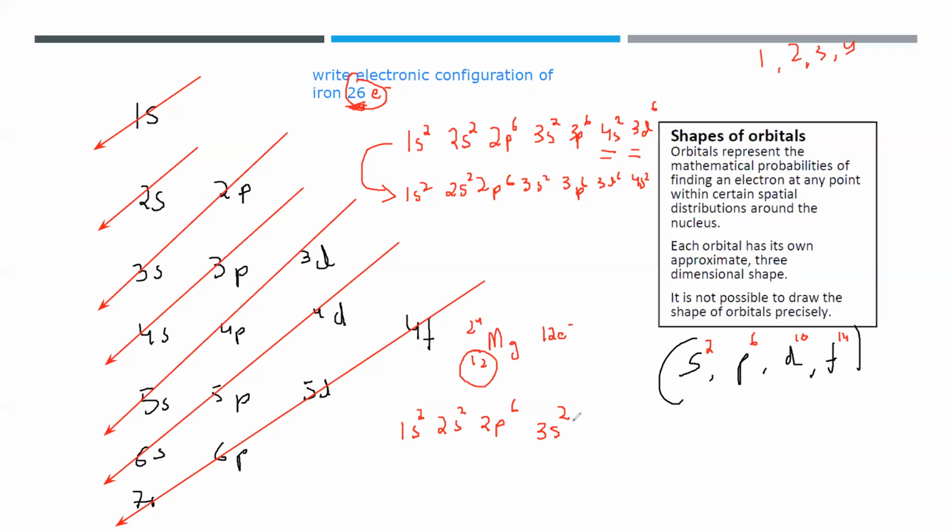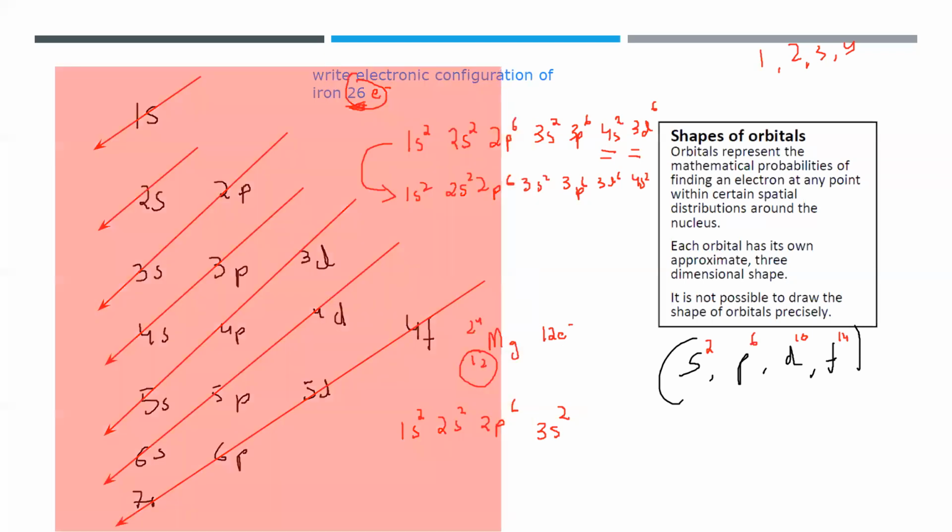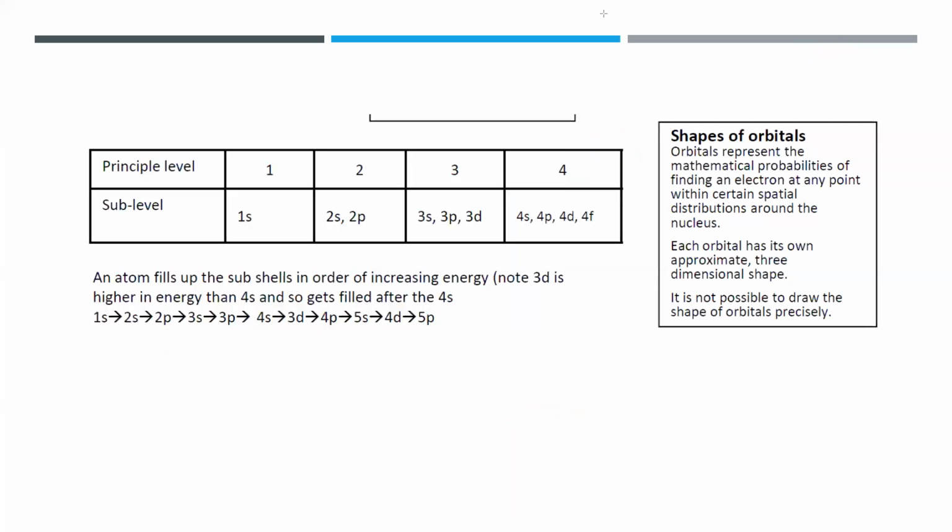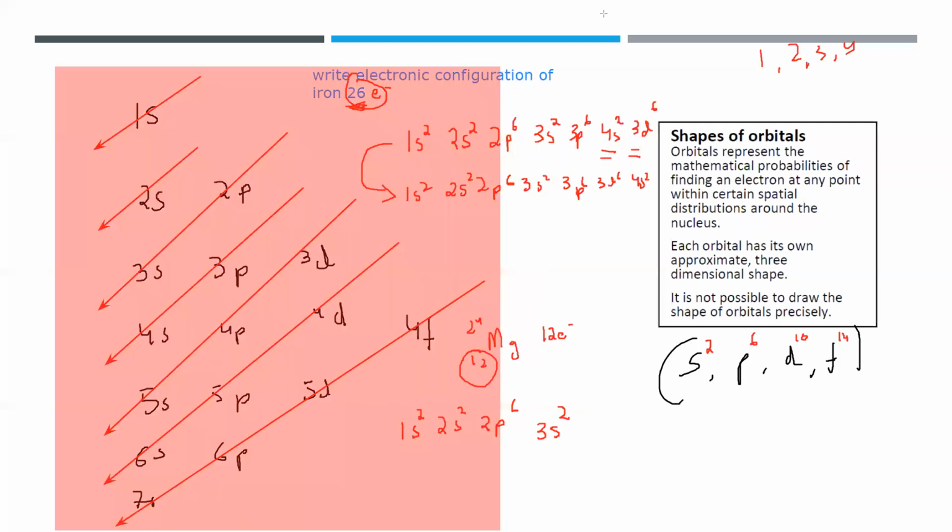Is it clear? How to write the electronic structure? To write this electronic structure, you have to learn this table. Is it clear? Any doubt about how to write the electronic structure?